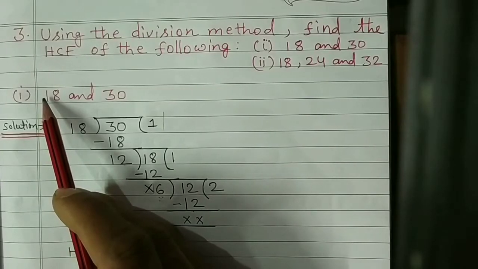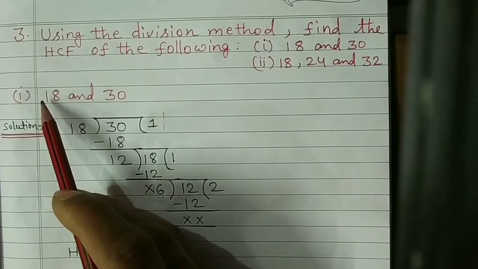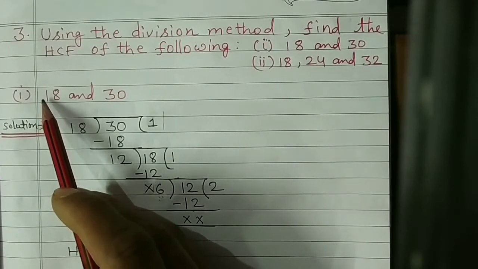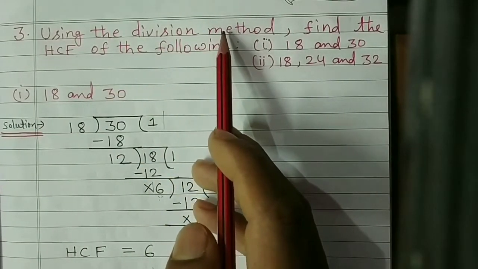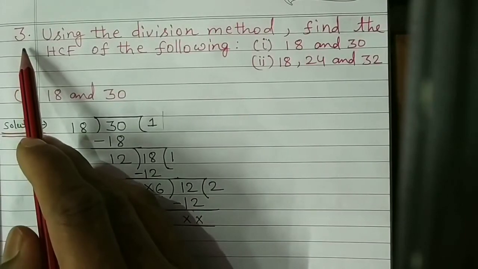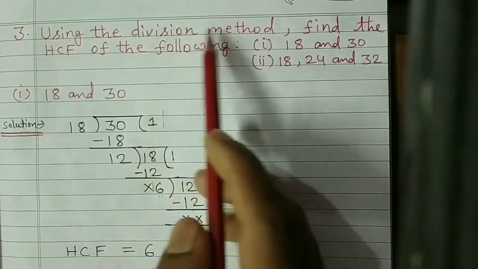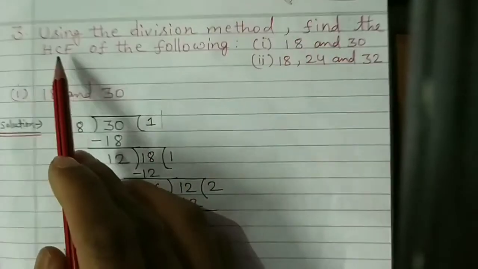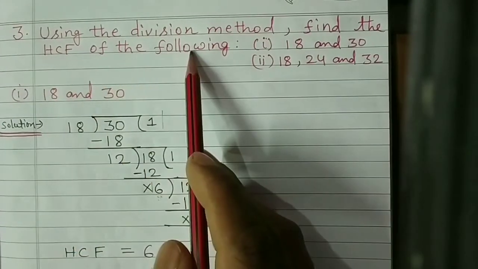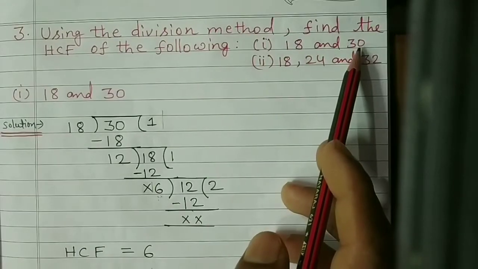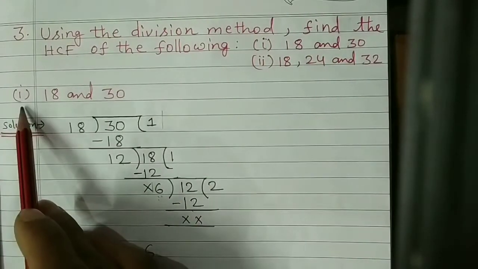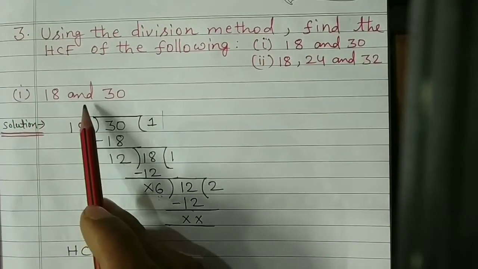Now it is the time for the third method of finding HCF, and the third method is the division method. The question is, using the division method, find the HCF of the following. The first question is 18 and 30. Here I have written 18 and 30.